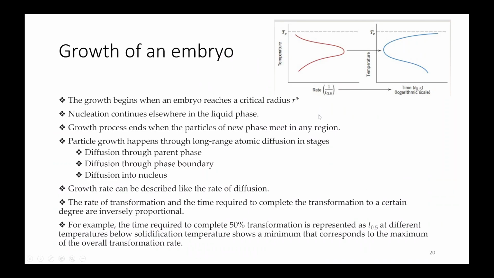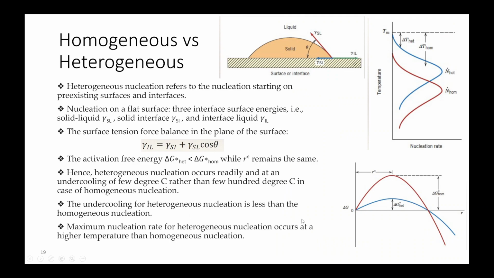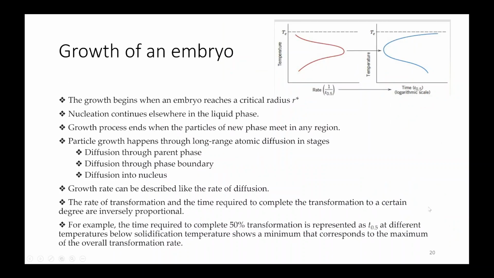In the case of growth, growth begins when the embryo reaches a critical radius. After it has reached this R star, the addition of each atom is called growth. Nucleation continues elsewhere in the liquid phase, and your growth process ends when particles of the new phase meet in any region. When this particle meets other particles, your area is restricted, and in that case your growth will stop.